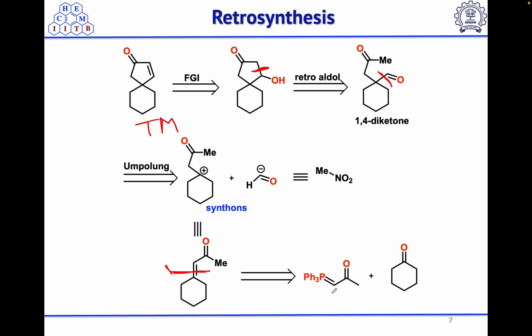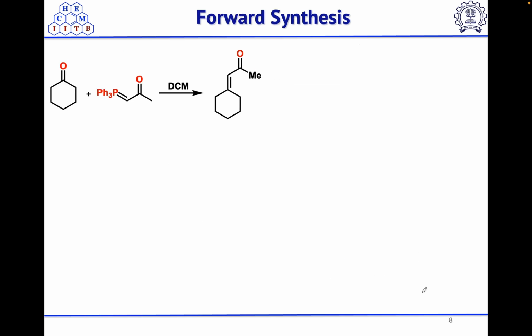This Wittig ylide is commercially available, so if you treat these two components, we can easily get the corresponding Wittig product. So this is the retrosynthetic analysis. For the forward synthesis, we'll start from the cyclohexanone. First, the cyclohexanone, if we treat it with this Wittig ylide, so this Ph3P+ and this C minus. This ylide is already available.